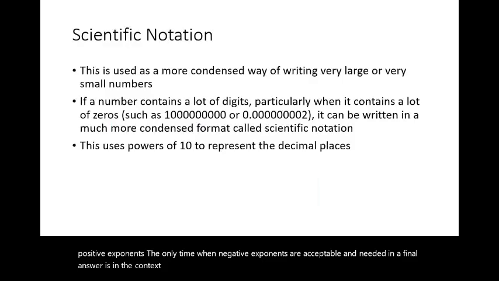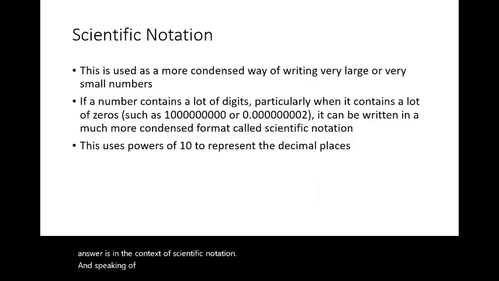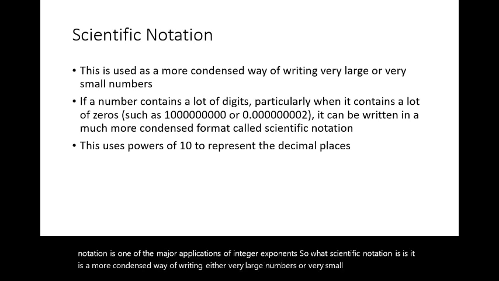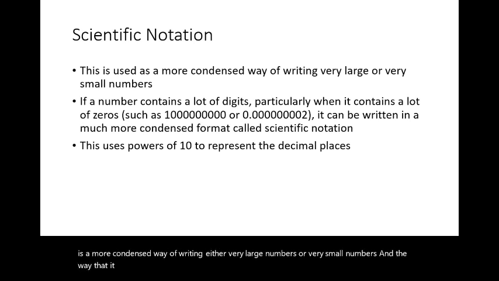And speaking of scientific notation, we are going to go through this a little bit because scientific notation is one of the major applications of integer exponents. So what scientific notation is, it is a more condensed way of writing either very large numbers or very small numbers. And the way that it condenses these very large or very small numbers is it uses powers of 10 to represent the place values or the decimal places.